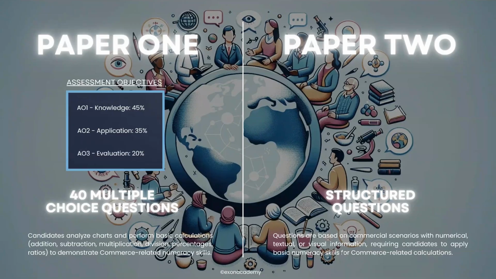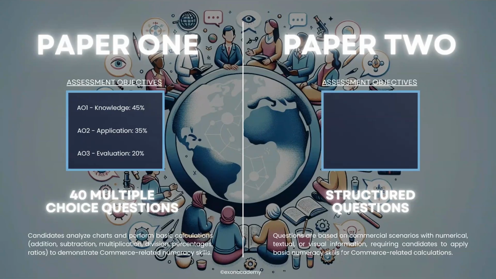While on the other hand, paper number 2 consists of structured questions based on commercial scenarios. Paper 2's assessment objectives, alluding to its structured nature, deprioritize knowledge, giving it a 28% share. Application gets a 27% share, while evaluation gets a majority share of 45%.